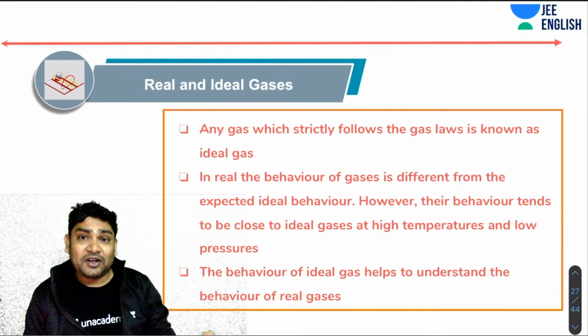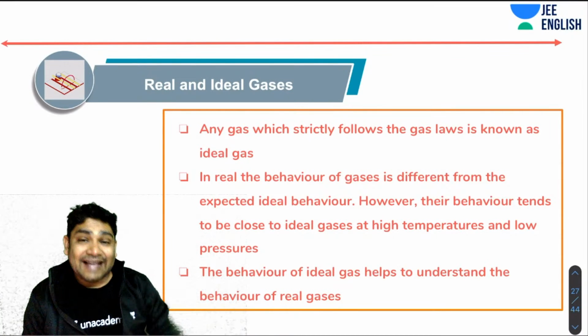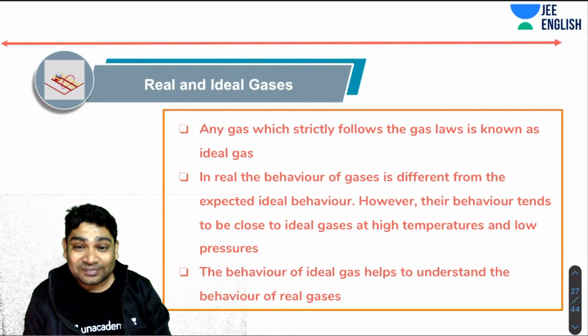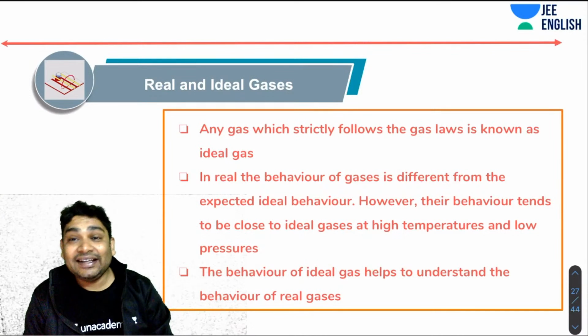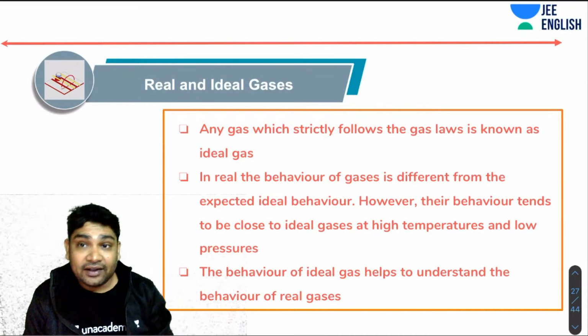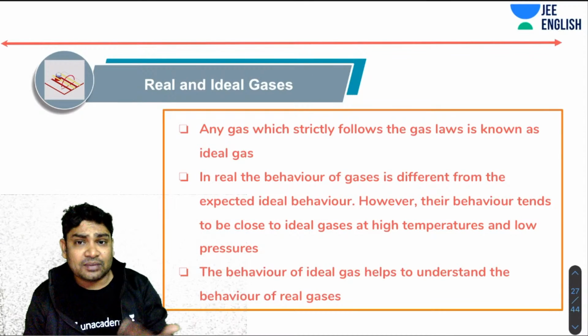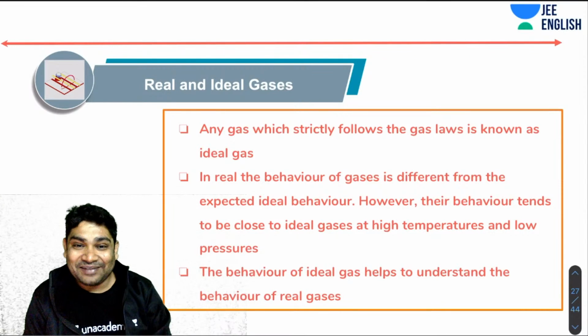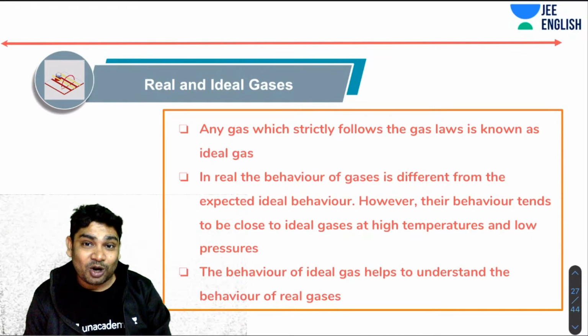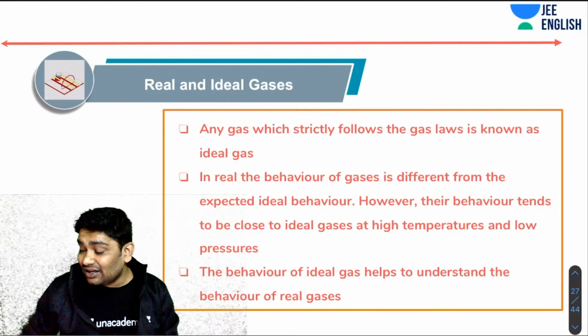So first of all, we can classify all gases into two categories, okay, real and ideal. Any gas which strictly follows the gas laws which were experimentally found, yes, you are right, Shivam, any gas which strictly follows all the gas laws is known as an ideal gas. In a real gas, the behavior is obviously different from the expected ideal behavior. That is because we make a lot of assumptions while devising the ideal behavior. Those assumptions do not hold true in real life. However, their behavior tends to be close to ideal behavior under two conditions.